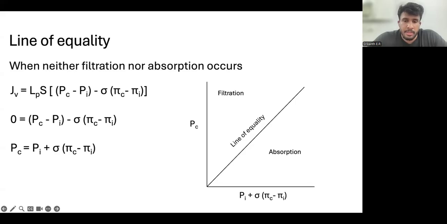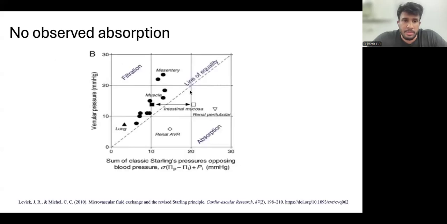This is important because this graph has been plotted experimentally in multiple membranes across the body. This is the graph that we got, and almost all the membranes actually have filtration but no absorption, except a few, mainly only two exceptions: renal and intestinal mucosa. Everywhere else only filtration happens, and this is completely against the classic Starling law, because classic Starling's principle explains that there should be absorption at the venous end of the capillary. So this is one thing which goes against the experimental observation. Consistent absorption has never been demonstrated in most capillaries in the body.